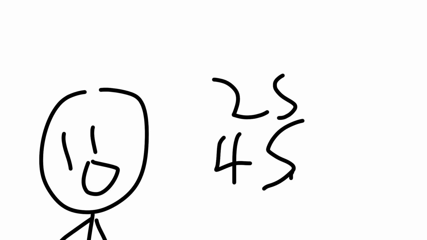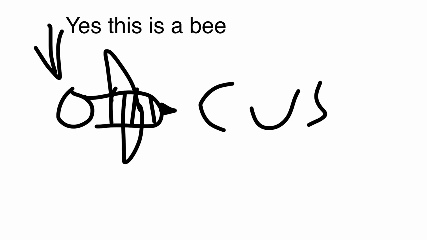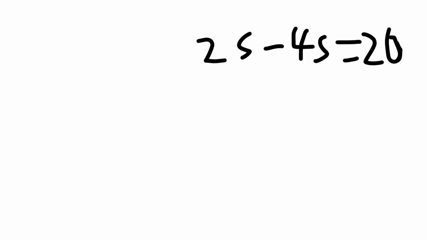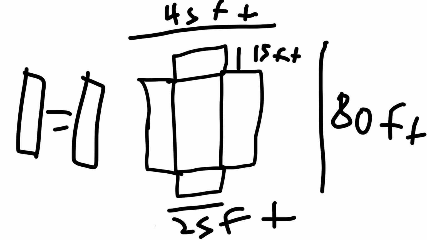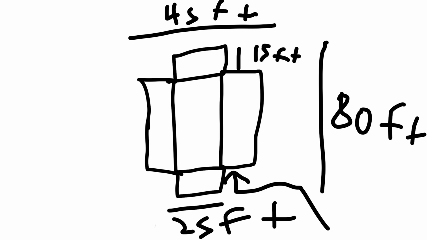We can use that information to calculate the width of the two side walls because we can subtract 25 from 45 to get 20. Now, why is that important? Because the dimensions of the two side walls are the same. So, we can use that information to get the width of the side wall, which is 10 feet.